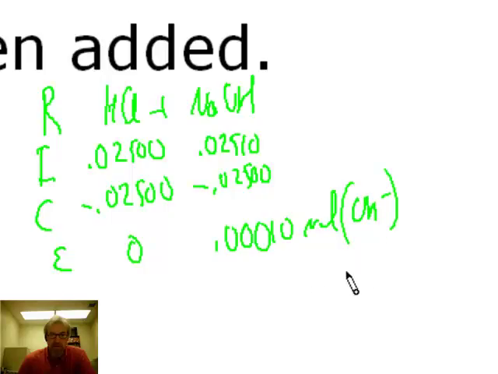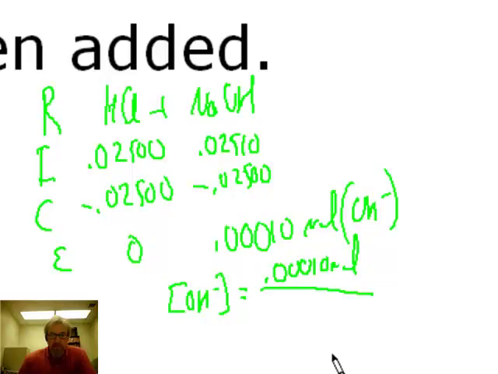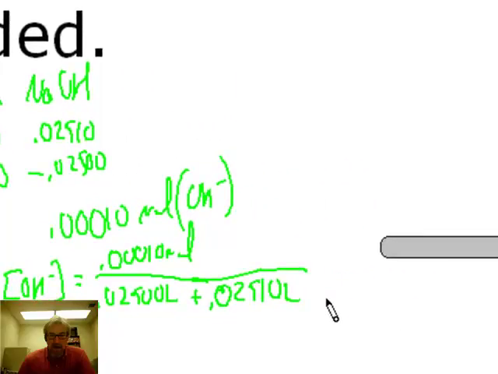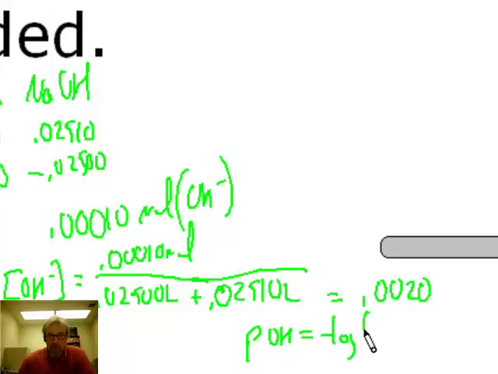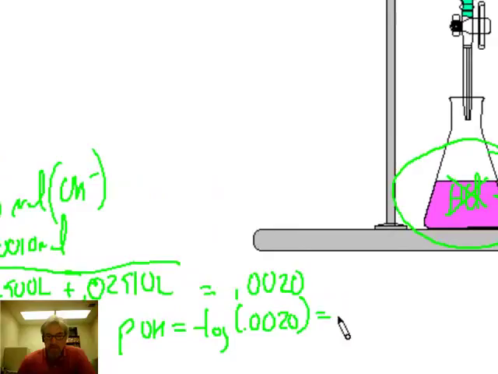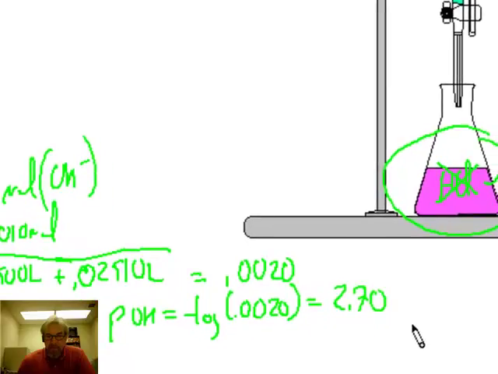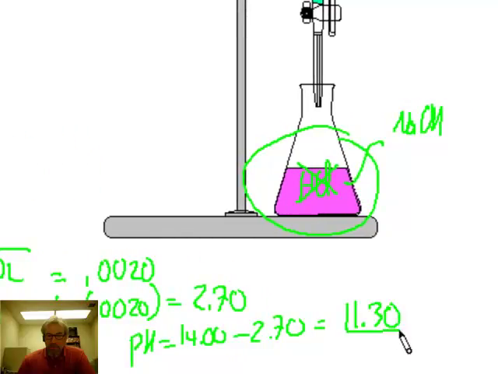So my concentration of OH minus in the flask now is 0.00010 moles divided by the total volume, which is going to be 0.02500 liters, the original volume from the HCl, plus 0.02510 liters that have been added from the burette total at this point. The concentration of OH minus is now 0.0020. So that means the pOH is equal to minus the base 10 logarithm of 0.0020, and that ends up being 2.70. Sort of a mirror image of the pH when we were 1/10 of a milliliter on the other side of the equivalence point. But pH is what we're interested in, and pH is 14.00 minus pOH, so that leaves us with a pH of 11.30. Now here's an astonishing thing.